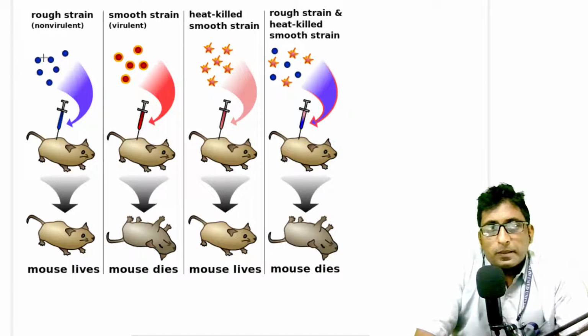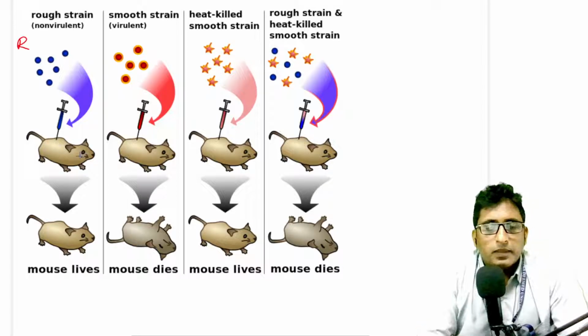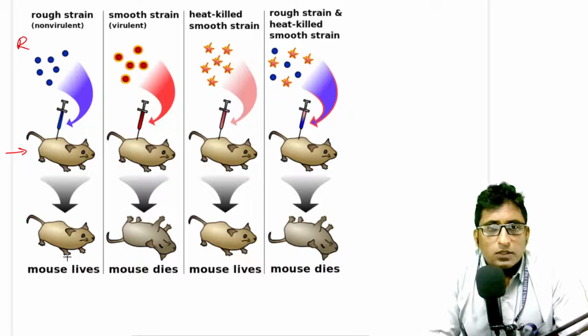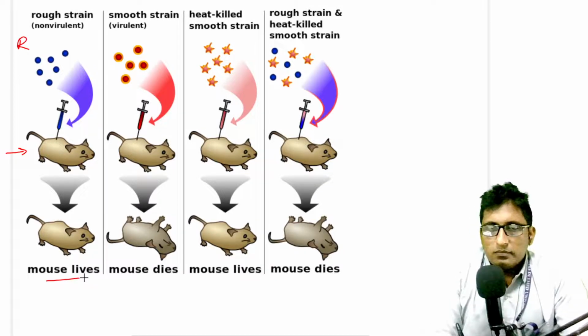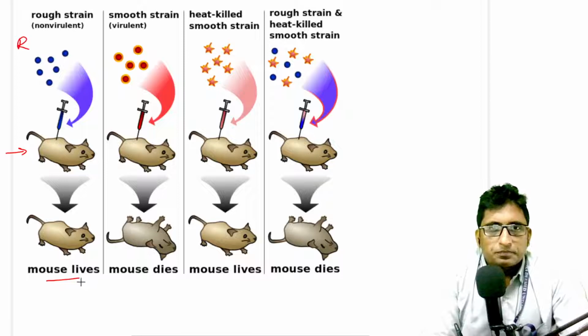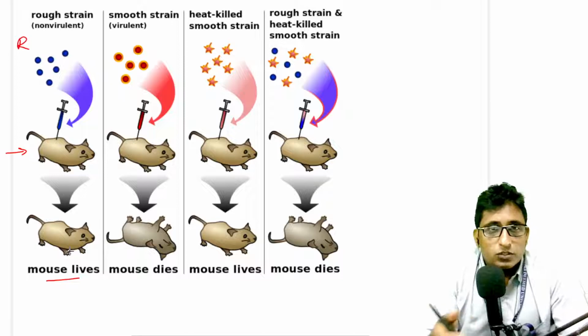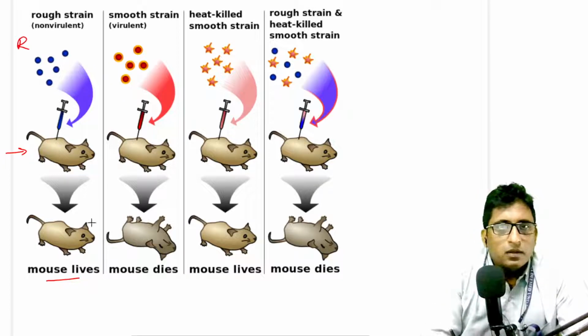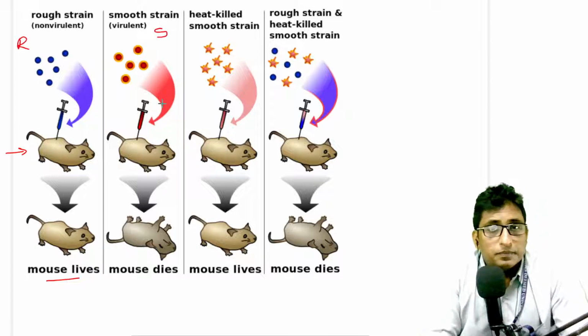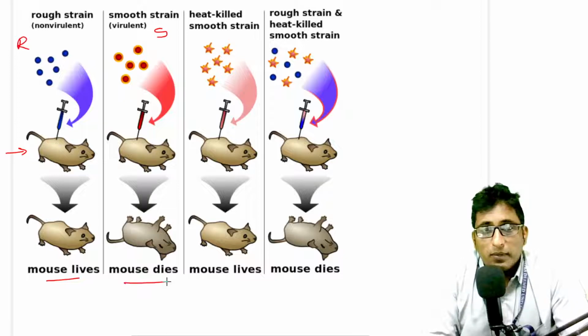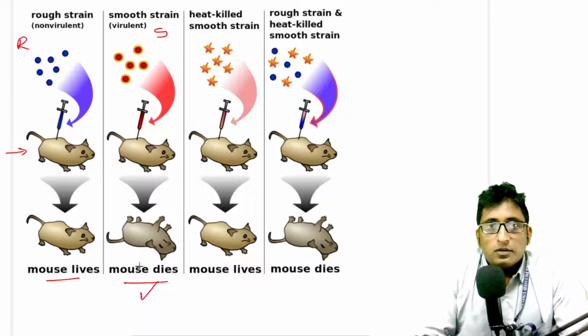So he has taken R strain and injected it into the mice, and the mouse lives. So what does that say? It says that R strain is not virulent. And then S strain, he has taken S strain and injected it into a mouse, and the mouse dies. Infection has been established, right?